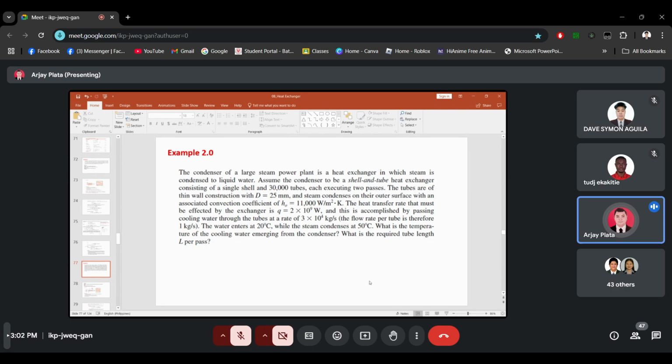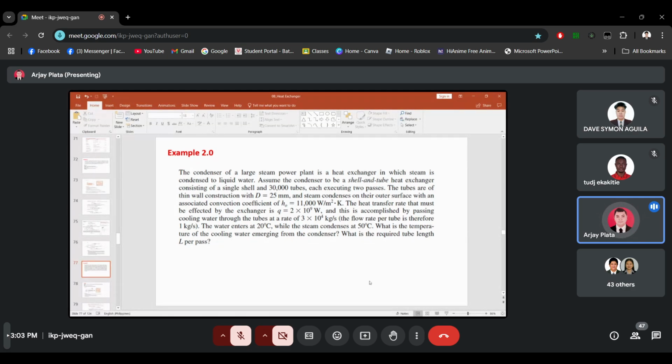The heat transfer rate that must be effected by the exchanger is Q equals 2 times 10 to the 9 watts, and this is accomplished by passing cooling water through the tubes at a rate of 3 times 10 to the 4th kilograms per second. So the flow rate per tube is therefore 1 kilogram per second. The water enters at 20 degrees Celsius while steam condenses at 50. What is the temperature of the cooling water emerging from the condenser, and what is the required length of pipe?